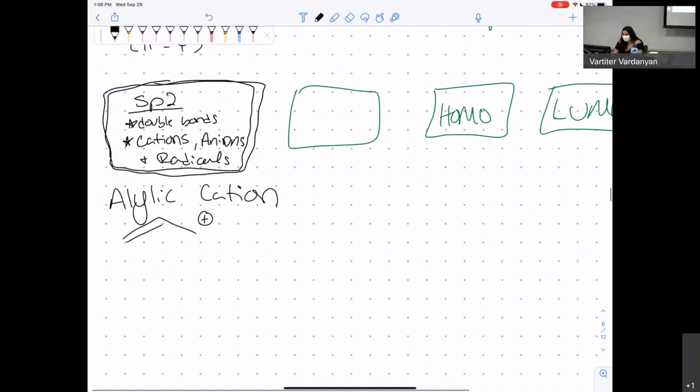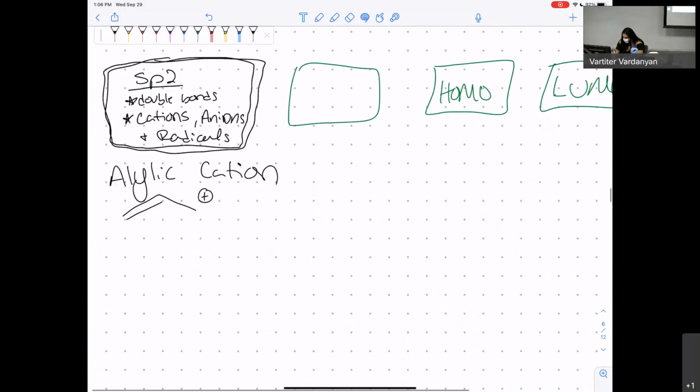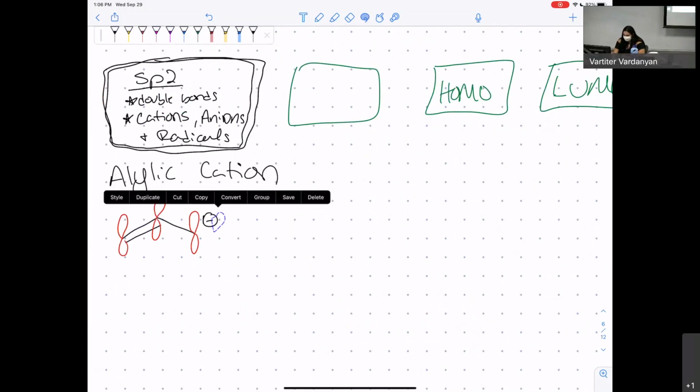So what this means is this carbon right here, since it has a plus charge, even though it doesn't look sp2, it actually is going to have a p orbital. So we know that each one of these carbons in a double bond has a p orbital, and now we know that the cation has a p orbital. But since it's plus charged, there are going to be 0 electrons in there. And there's going to be 1 electron in each of these because those carbons are part of a double bond.